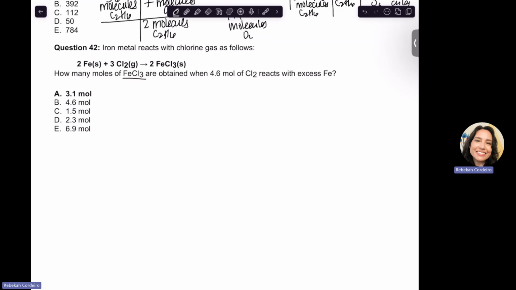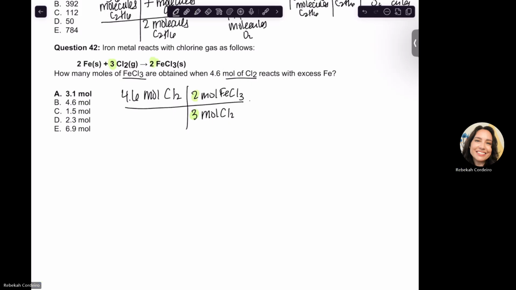All right, how many moles of iron 3 chloride between 4.6 moles? This is just a mole conversion. You don't need molar mass. So there are 3 moles of Cl2. I get that from the balanced equation. And we're looking for moles of FeCl3. And that's it. We don't need any molar masses or Avogadro's number because we are not looking at grams or tiny particles.